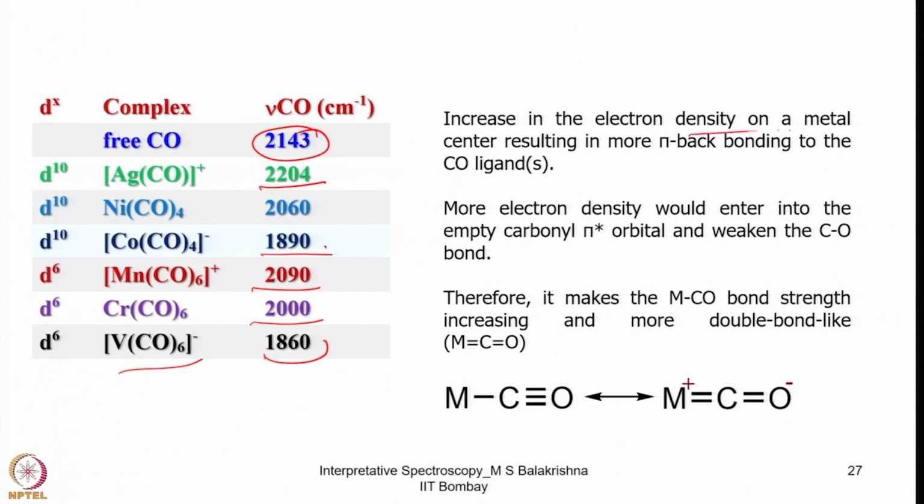So increase in the electron density on a metal center results in more back bonding to the carbon monoxide ligands. More electron density would enter into the carbonyl pi star orbital and weaken the CO bond. Therefore, it makes the metal to carbon monoxide bond strength increase and gives more double bond like character, which I had shown in my previous slide.